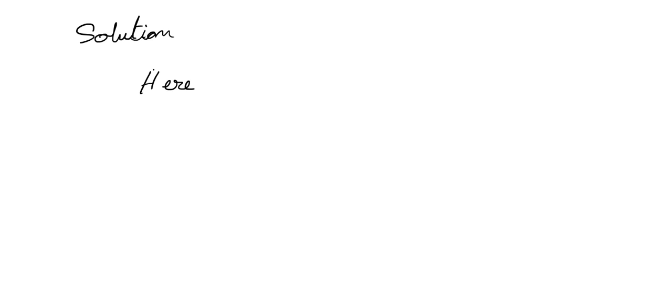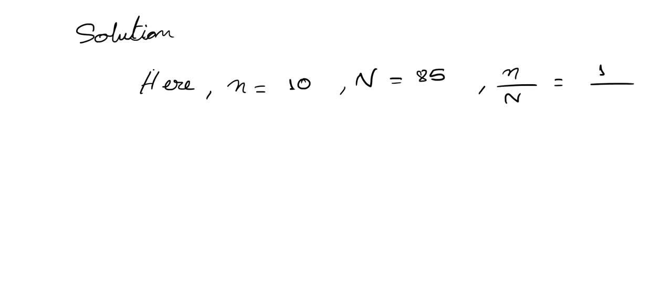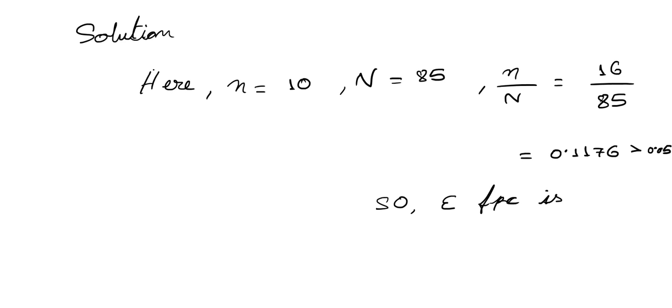Here we have small n equal to 10, and capital N equal to 85, and small n by capital N is equal to 10 by 85, that is equal to 0.1176, which is greater than 0.05. So FPC is required.